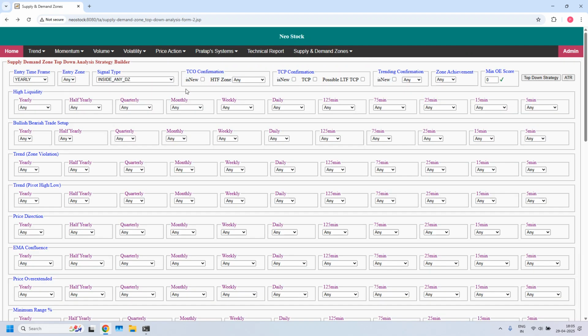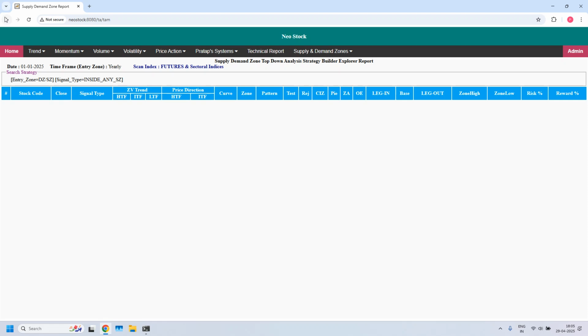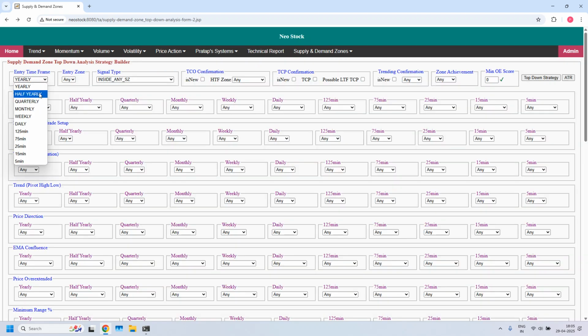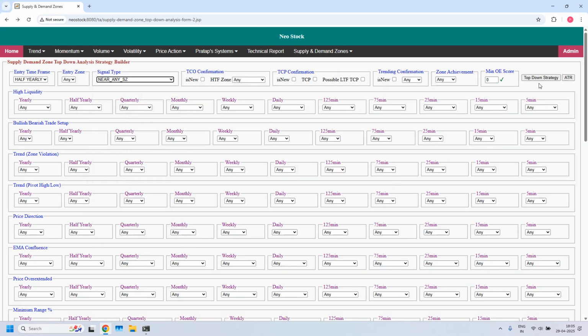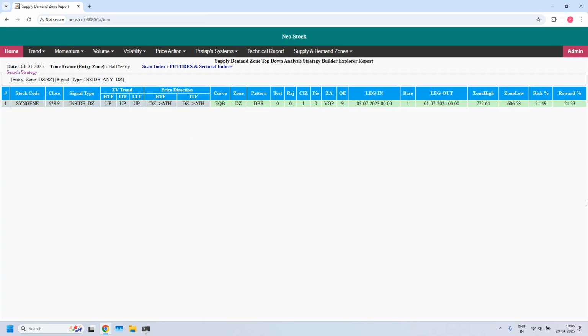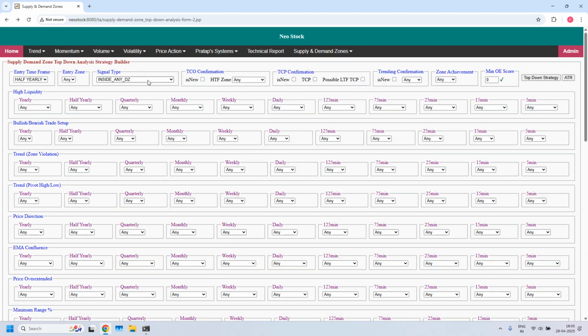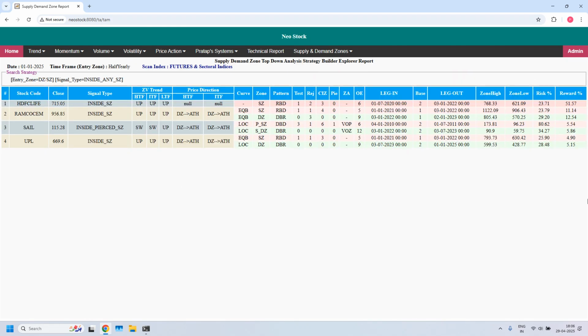Okay, next. Price closed inside the half-yearly supply zone. No stocks are available. Half-yearly time frame. Stocks near half-yearly demand zone. No stocks. Near half-yearly supply zone. Also no stocks. Price closed inside the half-yearly demand zone. 1 stock is filtered. Next, price closed inside the half-yearly supply zone. 4 stocks are filtered.